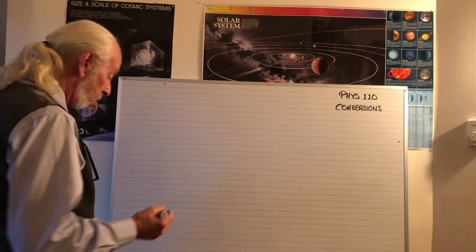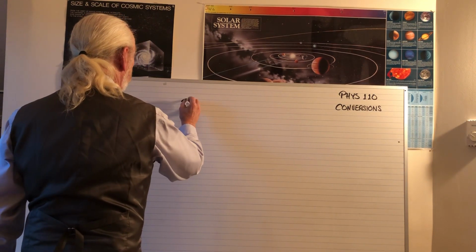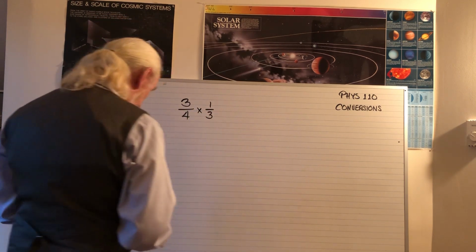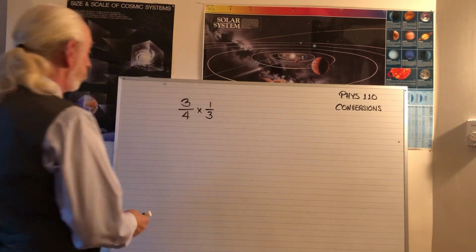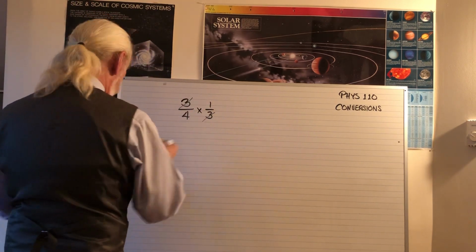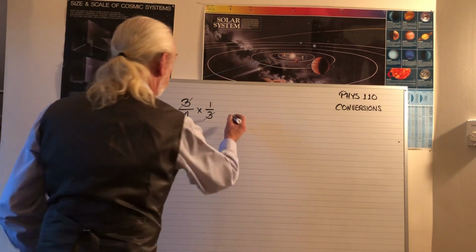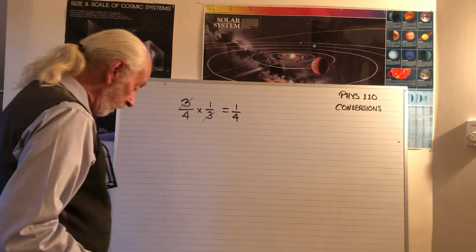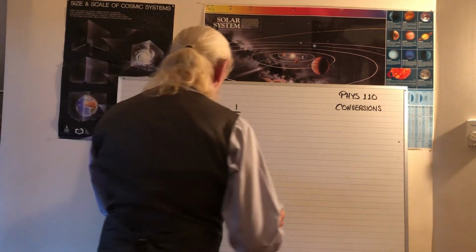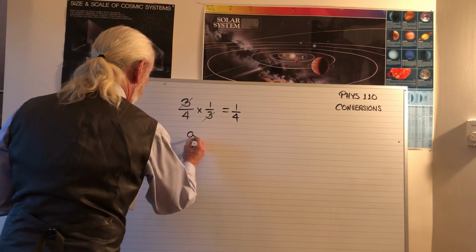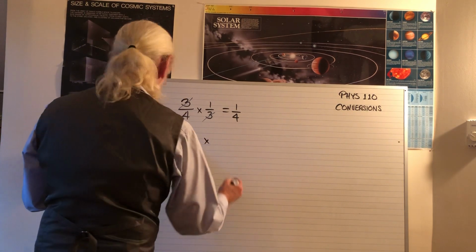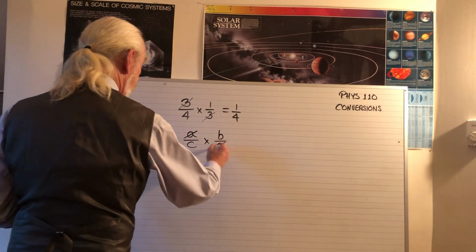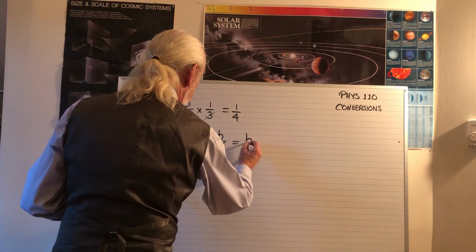We've got 3/4 times 1/3. Okay, and you remember this. Abracadabra, cross these out. And presto, your answer becomes 1/4. The next example is A over C times B over A. And again, cross cancel the A's and magically the answer becomes B over C.